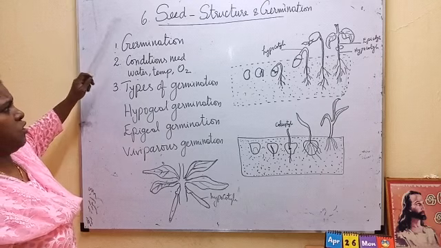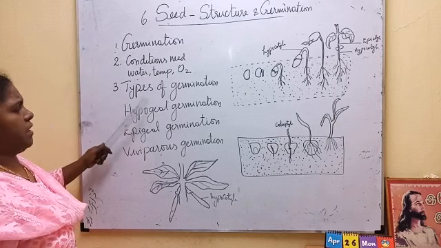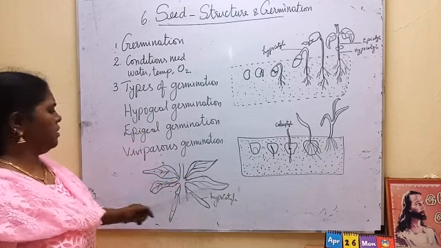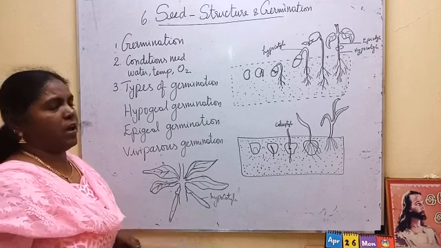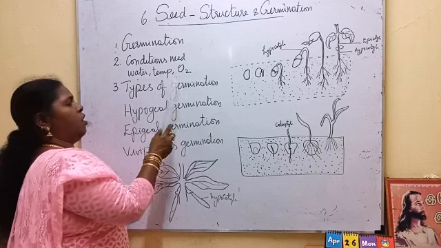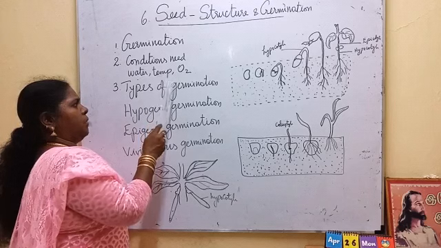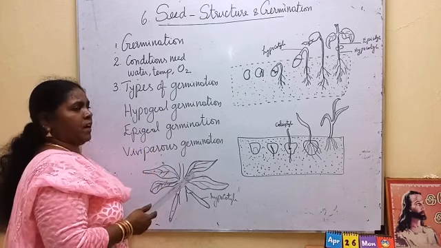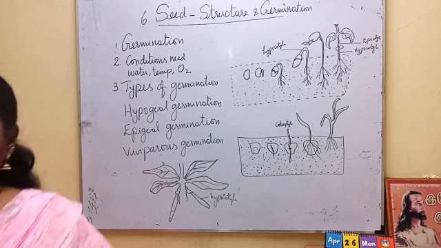We have seen what germination is, what the conditions needed for germination are, what the types of germination are, hypogeal germination and epigeal germination, then the special type of germination, viviparous germination. Next we are going to see the conditions necessary for germination. How do we prove that they require water, temperature and oxygen? For that we have to conduct some experiments. Next we are going to see the experiments.